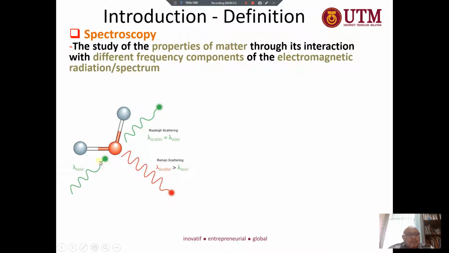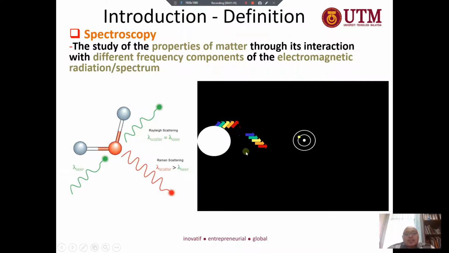Okay, for example, at the IR, they have their range of frequency that we interact with our analyte of interest. For example, if we do the UV analysis, we apply different kinds of UV wavelength to our analyte of interest, to the matter of interest.